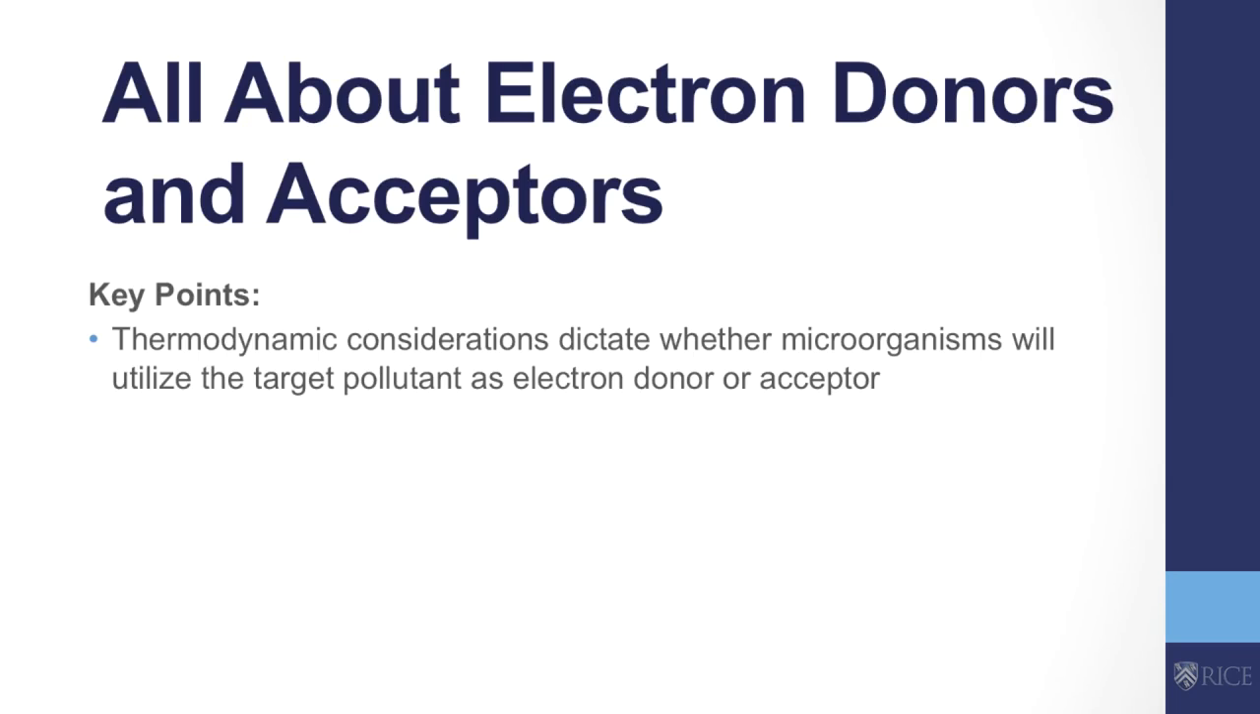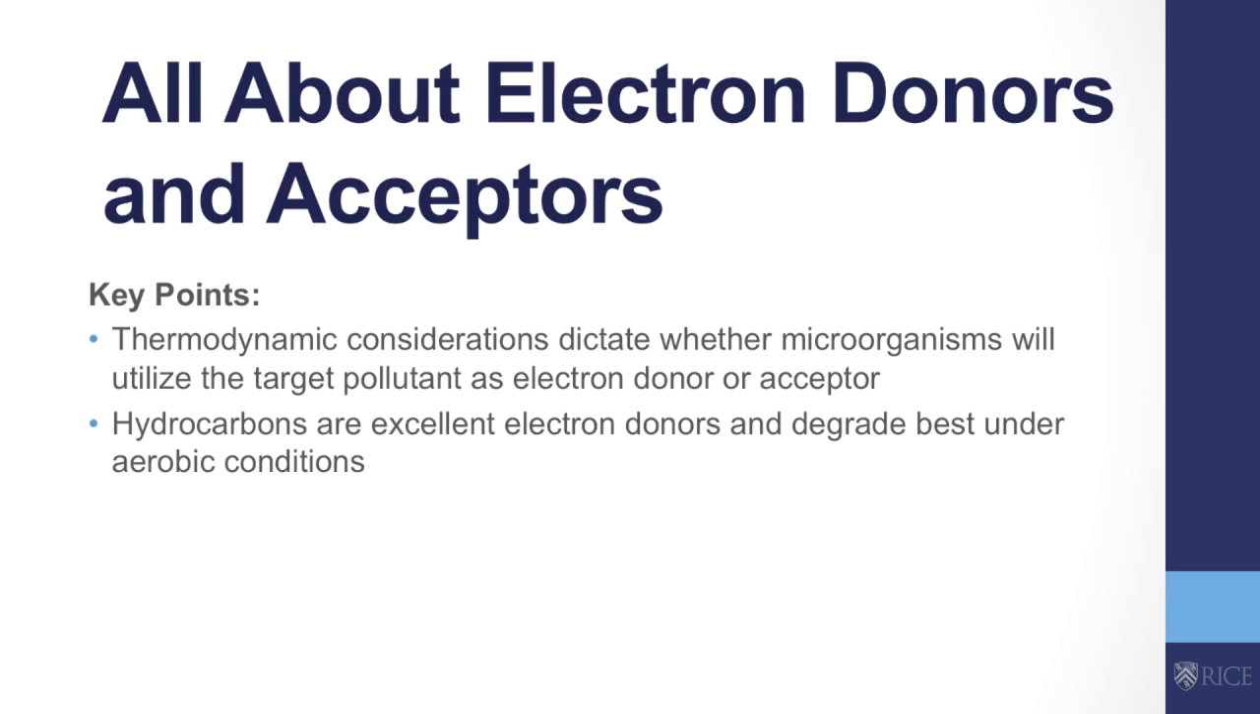So the key points of this lecture are that thermodynamic considerations will dictate whether microorganisms will utilize the target pollutant as electron donor or as electron acceptor. Furthermore, hydrocarbons are excellent electron donors, and they degrade very well under aerobic conditions generally. And finally, chlorinated compounds can be favorable electron acceptors and degrade very well under anaerobic conditions, provided that suitable electron donors, such as hydrogen that is produced by fermentation reactions, are present to promote reductive dechlorination.